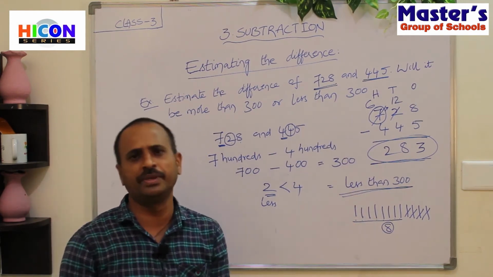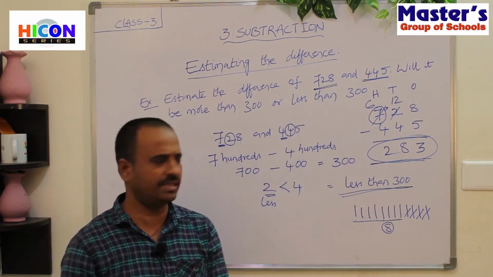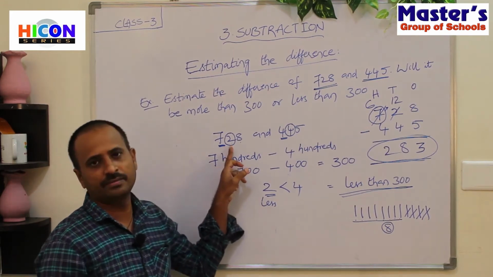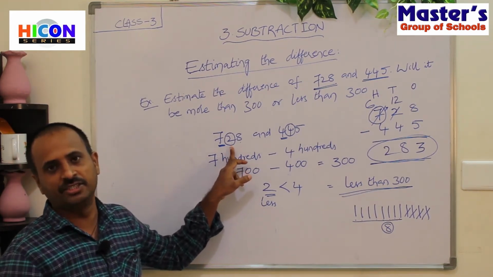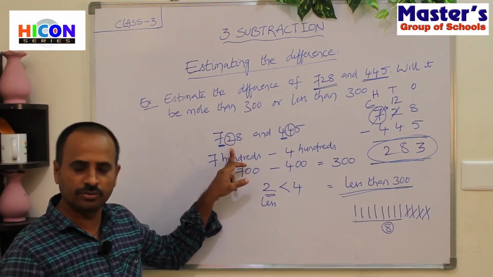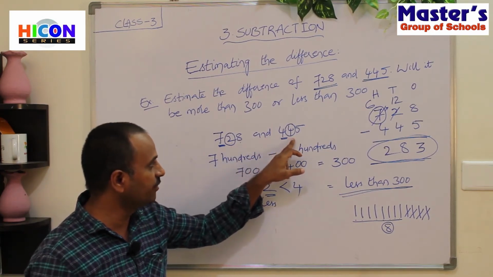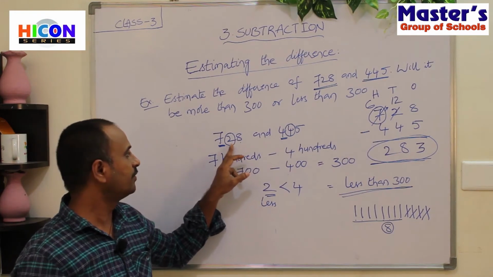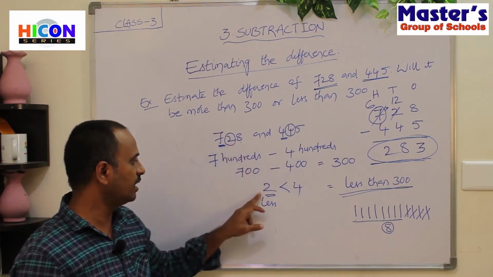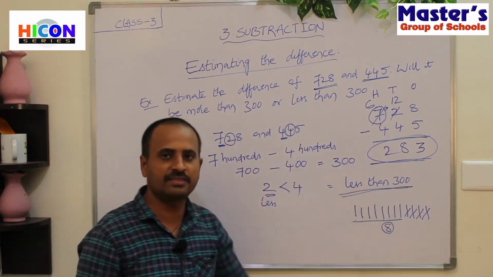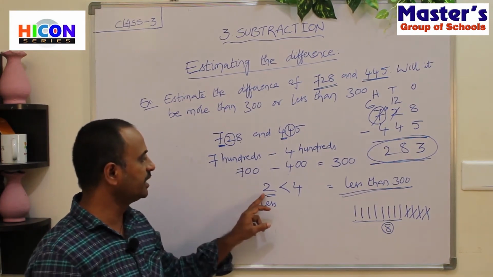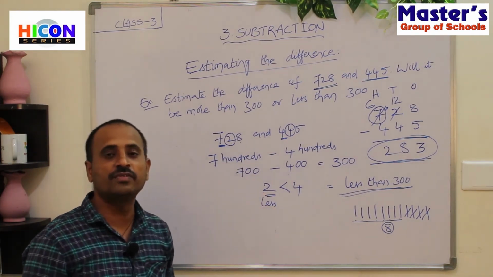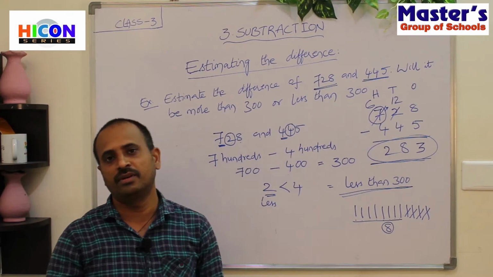So the first step is you have to check the second digit. What is the second digit here? 2. What is the second digit here? 4. So if the first digit is smaller, then the answer will be less than. So if the first digit is more, then the answer will be more than that number.